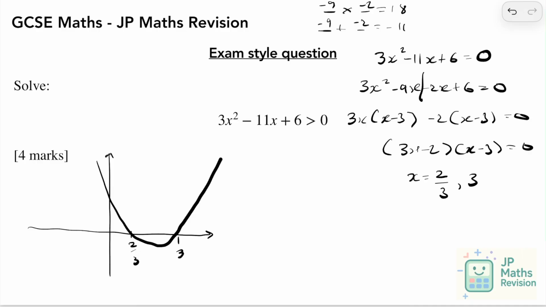So we're looking for the values that are greater than 0, so the values that are above the x-axis. So in this case, the values above the x-axis are these ones and these ones. So it's the ones to the right of 3 and to the left of 2/3. So we're going to say x is greater than 3 or x is less than 2 over 3.